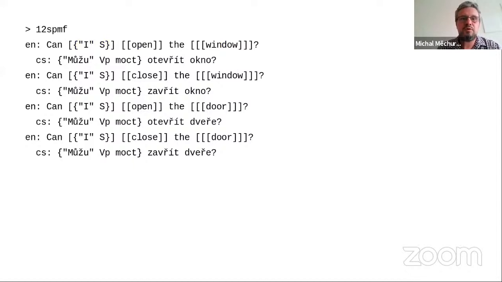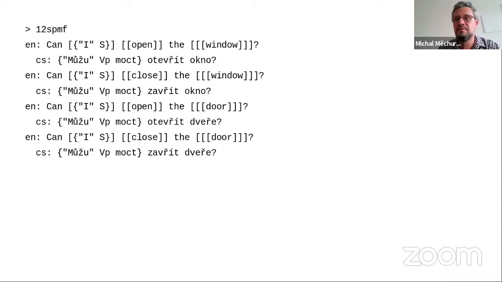Here's a slightly more complicated example, which shows the sentence, can I open the window? Can I open the door? And also, can you open the window? Can you open the door? Right? What I sometimes want to do is I don't want these sentence templates to overgenerate. So I need to constrain the variability of pronouns that are allowed to be inserted into them.